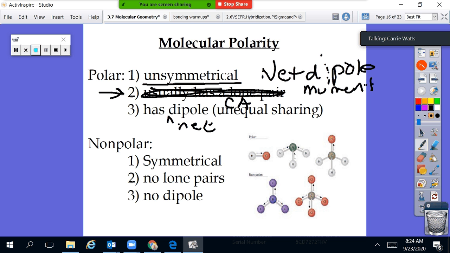Nonpolar is symmetrical. I still think that's the case. We're not going to use the lone pair theory because we're talking about a lot of different molecules, and the lone pairs on the center atom can cancel out, and there's no net dipole on the molecule. So we've kind of corrected our honors theories for AP.